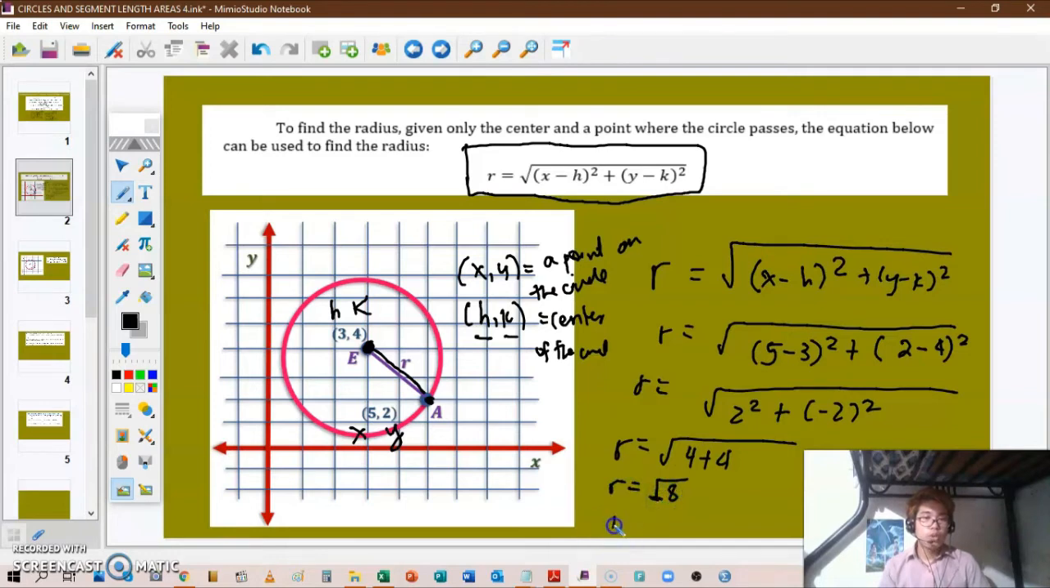And what's the square root of 8? We can factor 8 as 4 times 2. And therefore, we can put the factor of 4 outside since it's a perfect square. Okay, so there you go. So we get that the value of r is equal to 2 square root of 2 units. Okay, so that's simple using the distance formula.